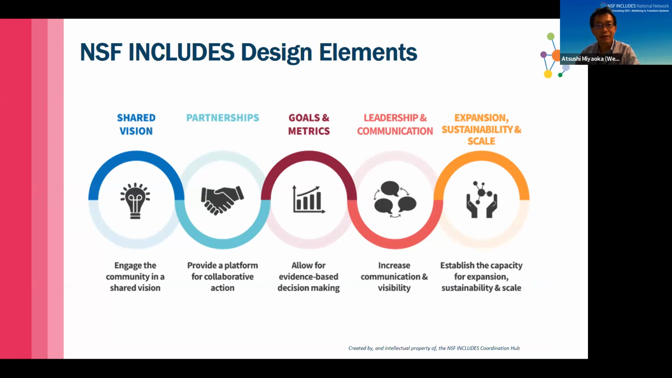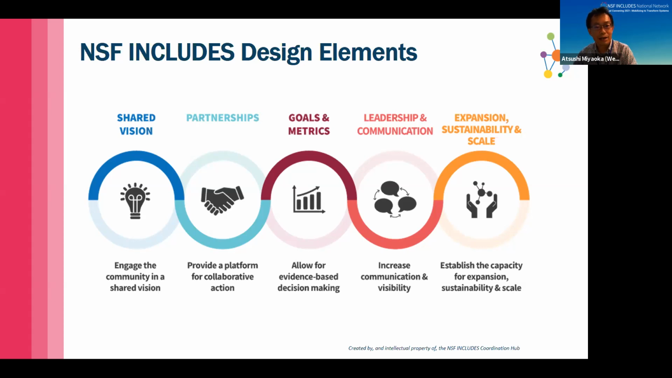A hallmark of the NSF INCLUDES is the use of 5 design elements of collaborative infrastructure. These design elements include shared vision, partnerships, goals and metrics, leadership and communication, and expansion, sustainability, and scale. Each NSF INCLUDES project uses the design elements to accelerate its effort to address systemic barriers to diversity, equity, and inclusion in STEM. The Hub's survey is designed to collect information about the collective progress that NSF INCLUDES funded projects are making, addressing the specific components of the design elements of collaborative infrastructure.